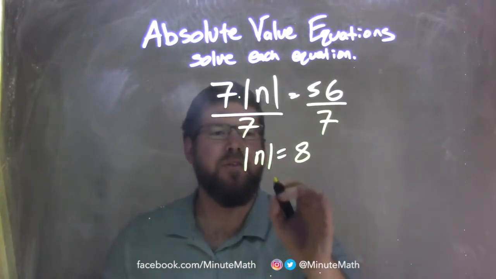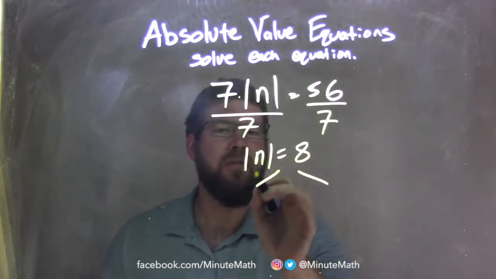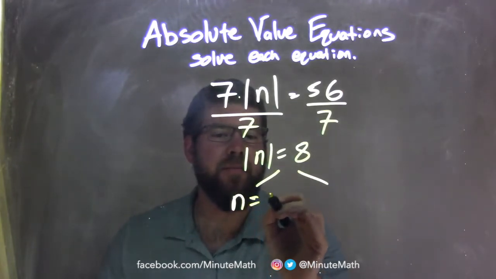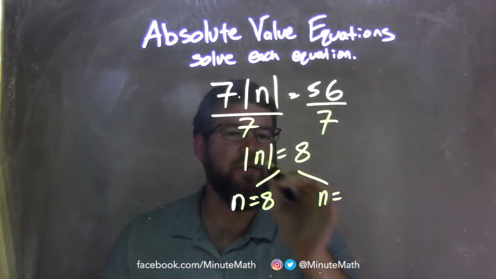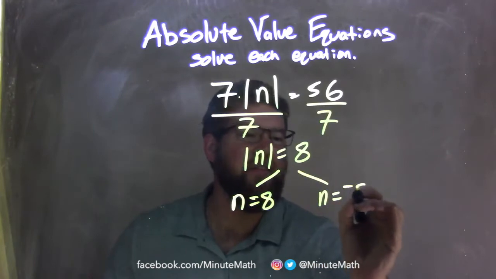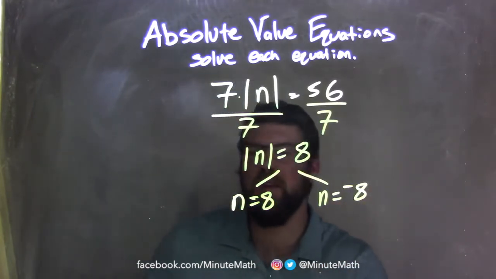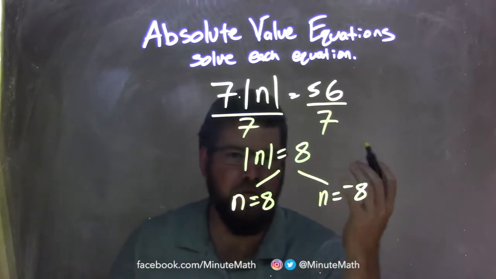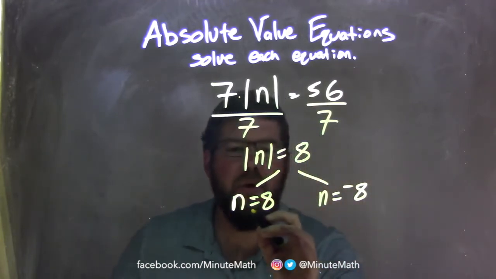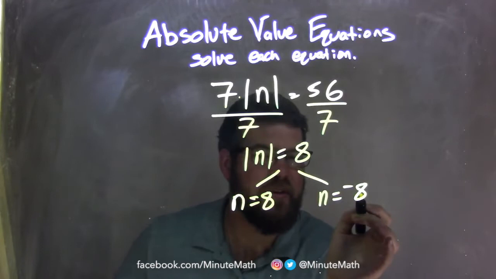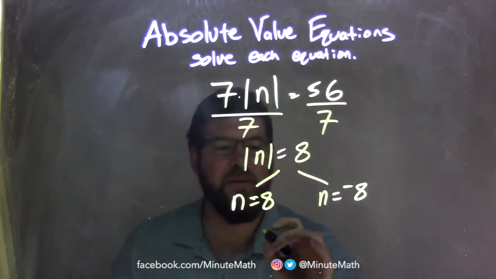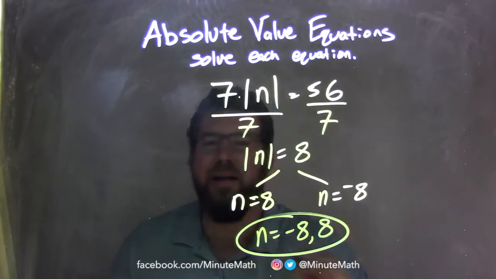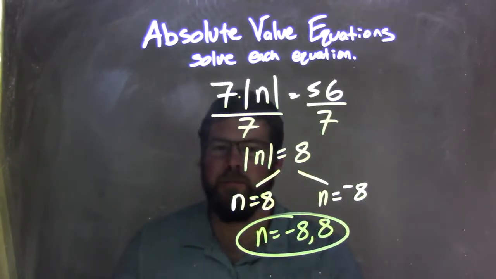Now I can break this into two equations, right? What's inside the absolute value equals a positive 8 here, and then n equals the opposite, negative 8. And so in this case, once we separated them into two equations, we were done. That was our final step. So our final answer is n equals 8, n equals negative 8. I'm going to write it from least to greatest. So n equals negative 8, comma 8. And that is our final answer.